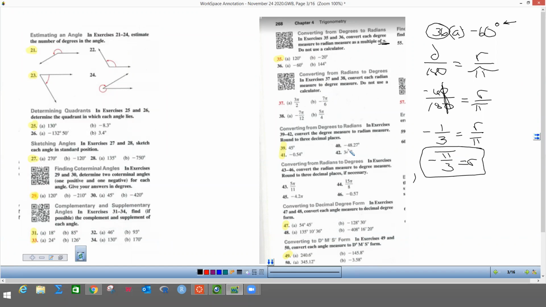So I'm going to do number 40 here. Number 40 says negative 48.27 degrees. So just like up here, I'm going to put that over 180, and then that is going to equal r over pi. So all I'm going to do now, this says round to 3 decimal places, which means pi is not going to be in my answer. So I'm going to multiply my pi over to the other side. And that's going to be my radians, but I'm going to type this on my calculator. So I'm going to show you where those buttons are right now.